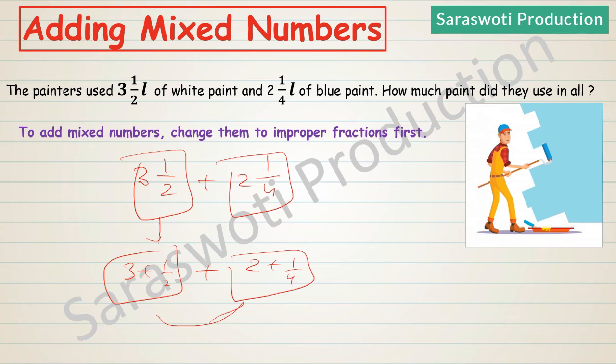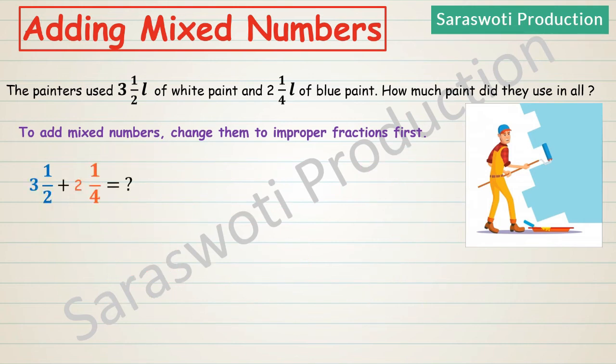Now we have seen how we convert 17 by 12, the example we had, into 1 5 by 12, which was a mixed number. Now let's learn how to do vice versa. Change to improper fraction. So we're going to have here 7 by 2 plus 9 by 4. How do we get this?